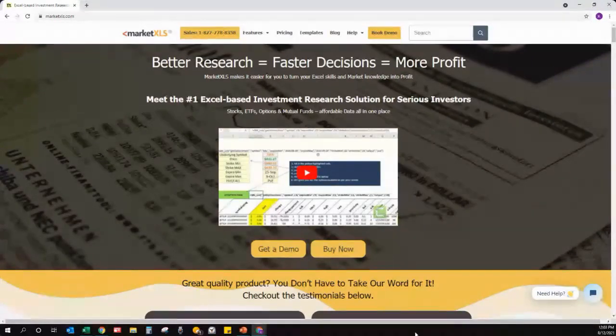Now, many users of our product use MarketXLS for various purposes, like starting to research on stocks, scanning, filtering on option contracts, managing their portfolio, reporting on their portfolios, and doing their own models. And essentially, we will have various topics covered in this series of webinars.